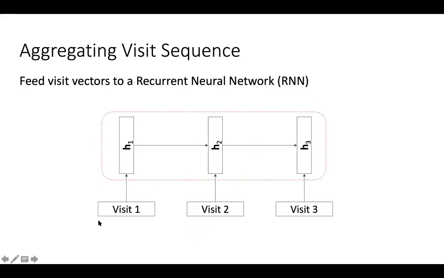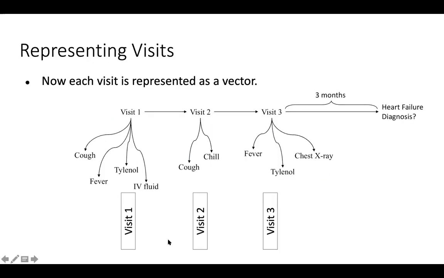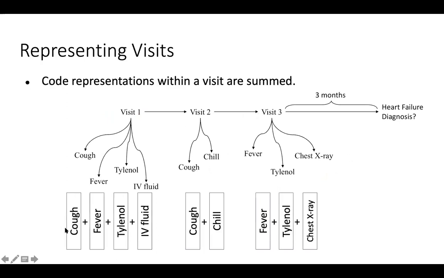Because visits have order, visit one occurred before visit two, obviously, and visit three comes after visit two. So when aggregating these three visit vectors to represent an entire patient, we could simply sum them up, just like we did with this example.